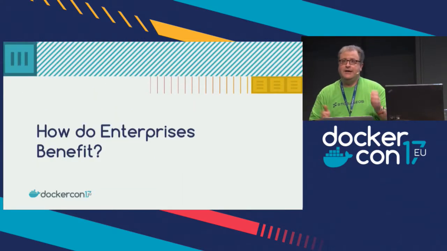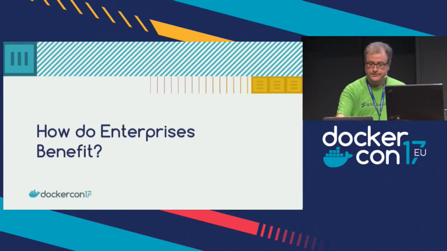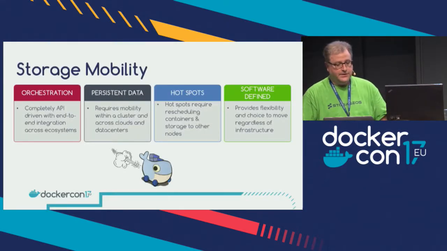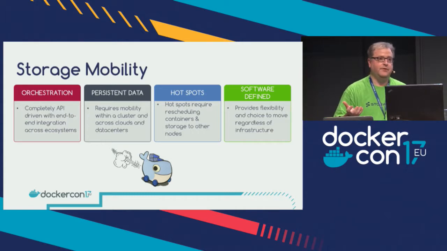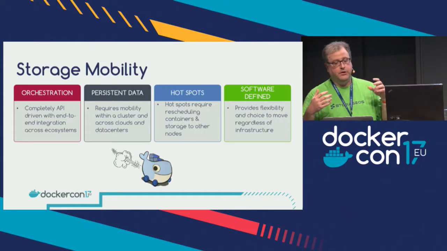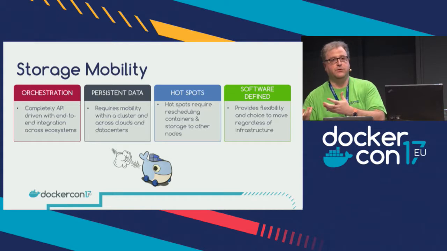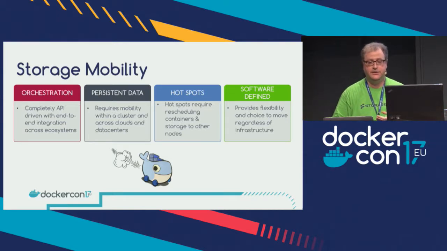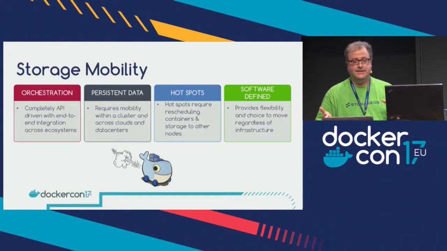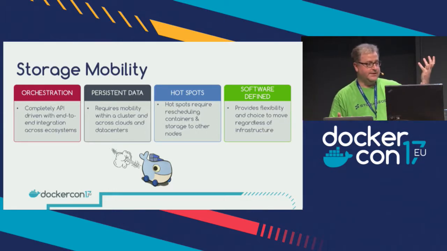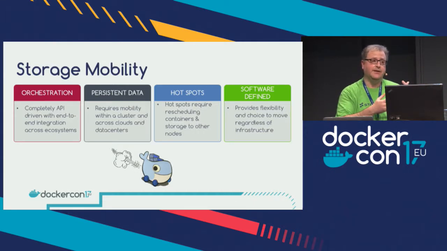So, how do enterprises benefit from all of this? One of the key things is obviously storage mobility. Once you have a storage system that can be orchestrated with an API, you can have end-to-end movement of not just your application, but also all the other dependencies of your application, like your storage. Persistent data means you can now have a container that uses a volume. That container can move around different nodes in the cluster, or indeed around different platforms altogether, and continue to access the same volume just as if the data was local.